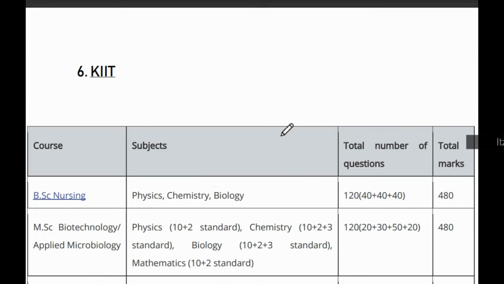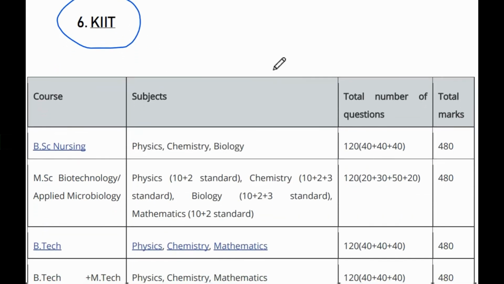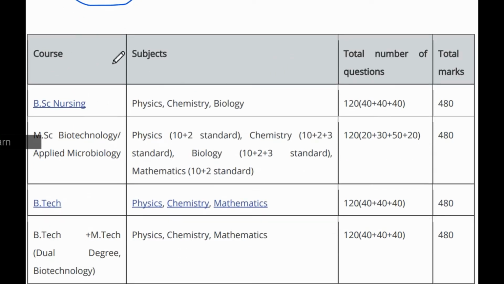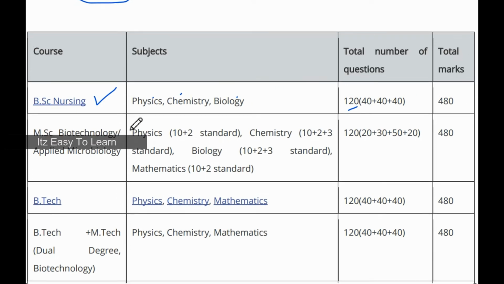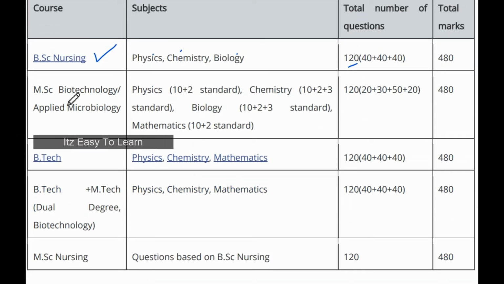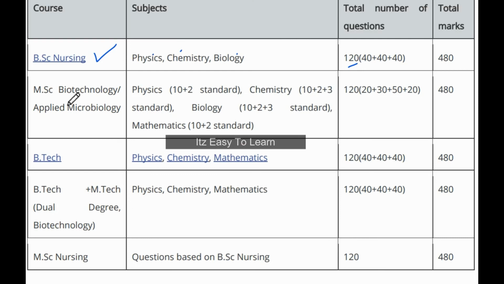So next I am moving to Kiit. It's a private institute, one of the best private institutes. For the course BSc nursing, subjects will be physics, chemistry and biology. There will be a total of 120 questions, 40 each, and total marks will be 480. For MSc biotechnology or applied microbiology, there will be physics, chemistry, biology and mathematics, and there will be a total of 120 questions, in which 20 for physics, 30 for chemistry, 50 for biology and 20 for mathematics, and total marks is the same, 480.